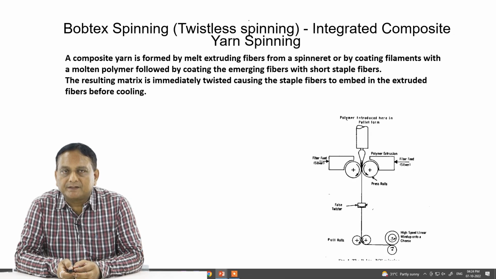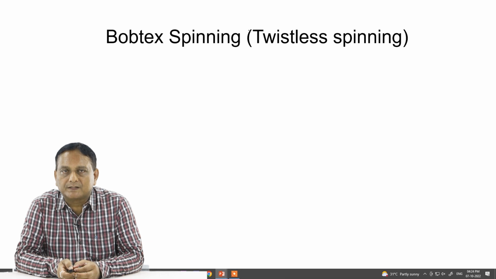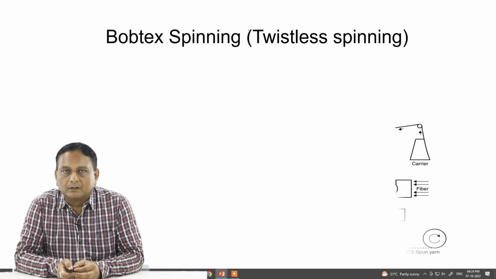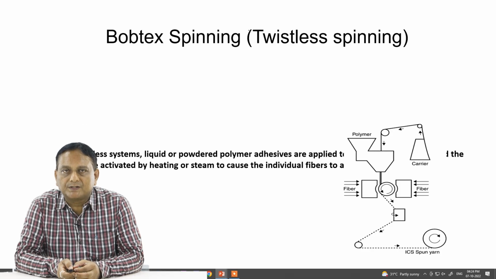Now the resulting matrix is immediately twisted, causing the staple fibers to embed in the extruded fibers before cooling, as is shown here. And the resulting composite yarn is formed at a very rapid rate on the Bobtex spinning apparatus developed for this process. So these are the unique features of this twistless spinning. Now this is also called twistless spinning because no twist is imparted.